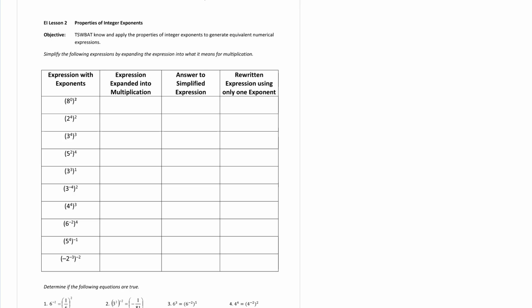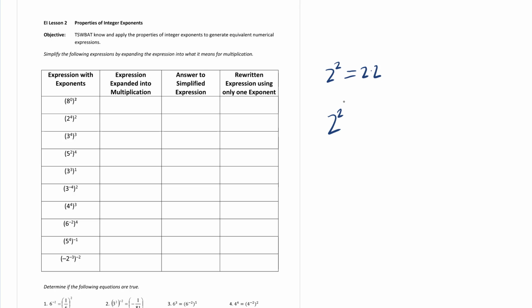As you notice, just like the last problem we had, our last assignment, we have this table here that we're going to expand into multiplication, simplify, and then maybe rewrite with only one exponent. This adds an extra column here for the rewriting with only one exponent. And I'll show you the basic rule here. Let's say we have 2 squared. 2 squared is 2 times 2.